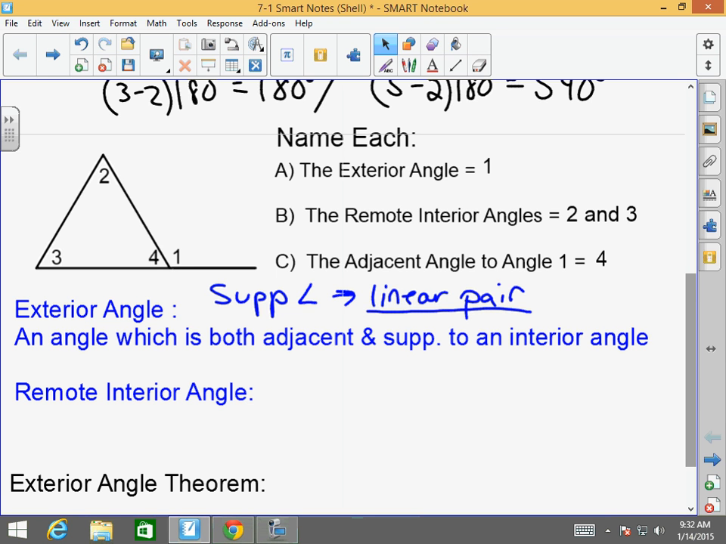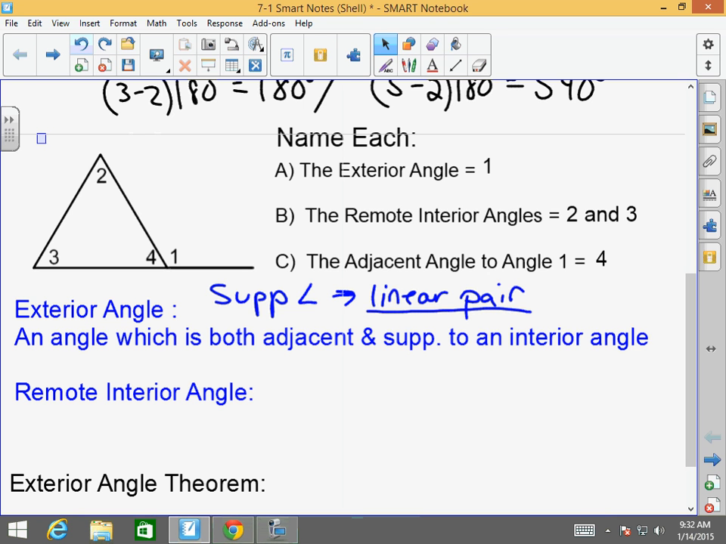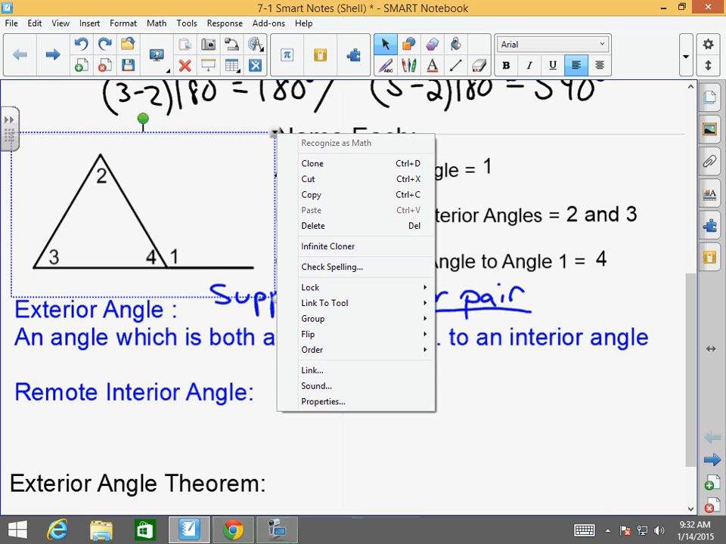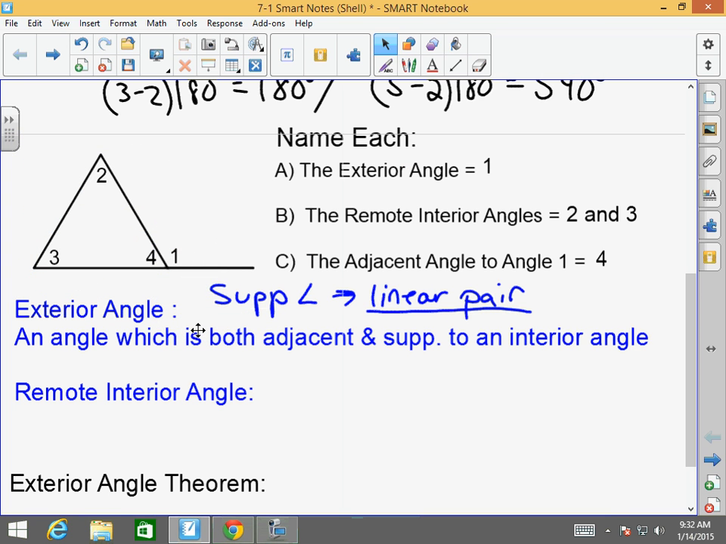Okay? Now, let's say that I got rid of this. Hold on. Let's ungroup it and just play around with it a little bit. Let's say that instead of there, let's say I had it here. The exterior would be 1 here, right? Because it's adjacent to the 2 and it's also supplementary to the 2. Who would be the remote interior angles here in this case? 3 and 4. Very good. Okay. All right. The remote interior, yes, sir.